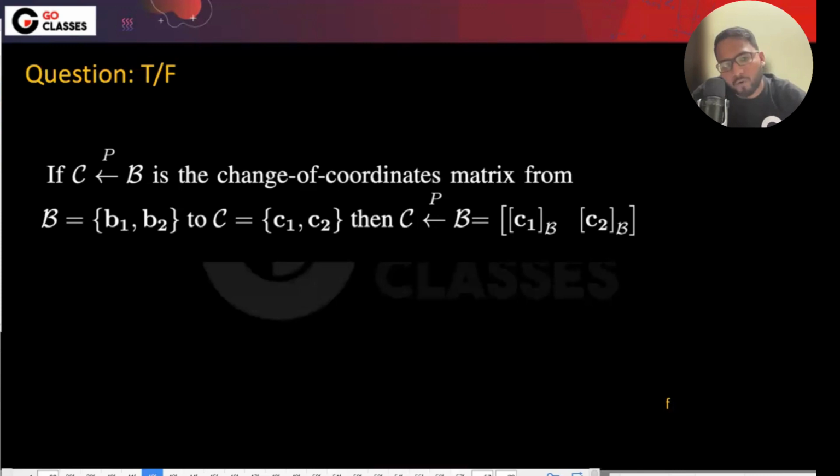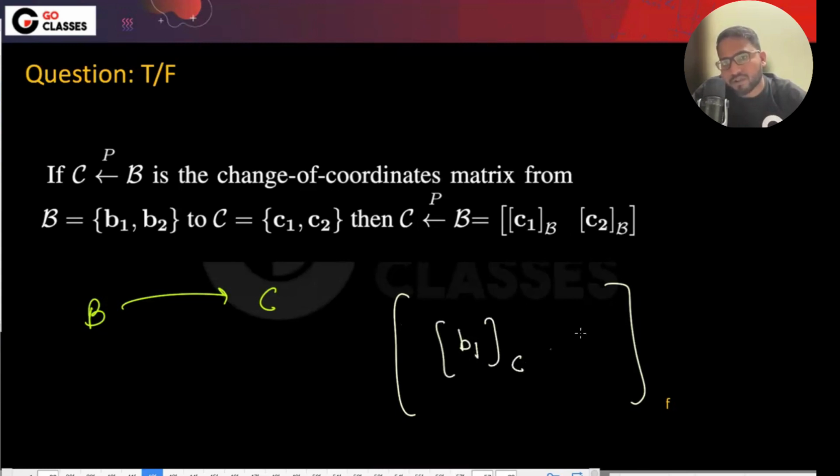See, I'm writing from left to right. If you want to go from B to C, then you need to write the input vector. What is the input vector? B1 in terms of C and B2 in terms of C, right? This is the correct answer. This is correct.